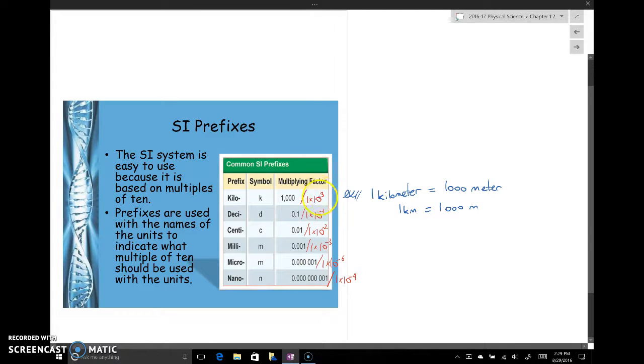And this tells you how far to move the decimal place. This is 1,000 times bigger, so we would move the decimal place 3 places. All of these are powers of 10. Here, this is 1/10, so we would move the decimal place 1 place to make the number bigger or smaller, depending on where we're moving from. We'll talk about that in a second.